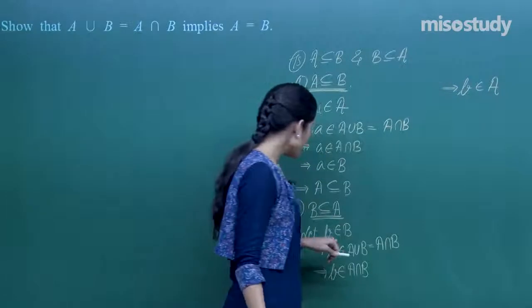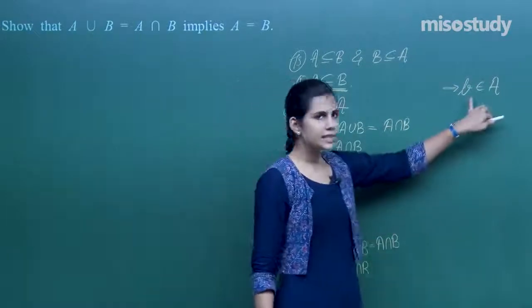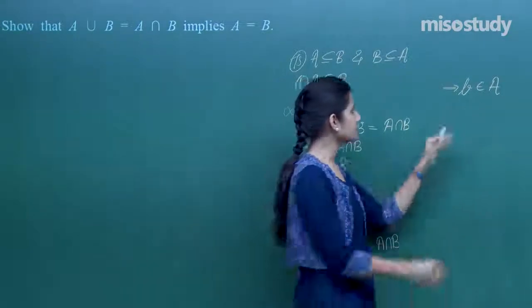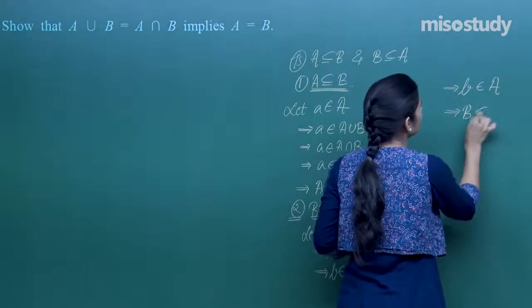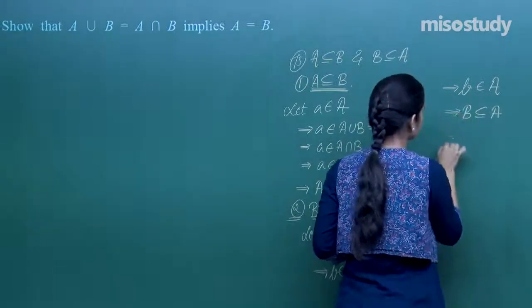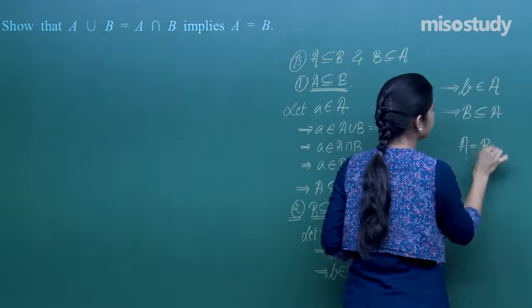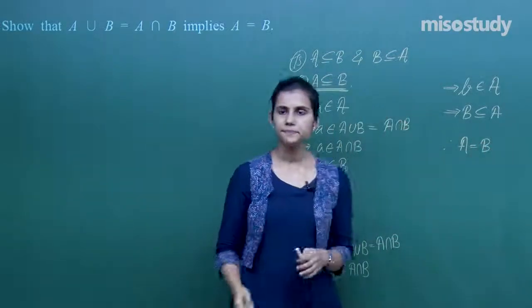Now it was an arbitrary member from set B, which is now in set A, that means each member in set B is also in set A. So B is contained in A. Therefore A is equal to B.